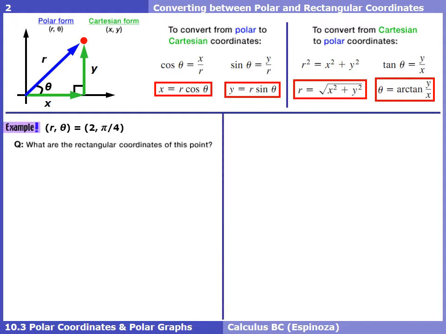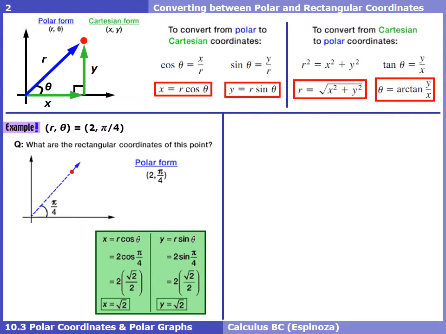So to practice converting back and forth, we're going to take this polar point (2, pi over 4) and change it to its rectangular coordinates. So I'm going to just plot it here real quick just to get a visual, and what we're trying to do is find the x and the y value of this point in red right here, which is the polar point (2, pi over 4).